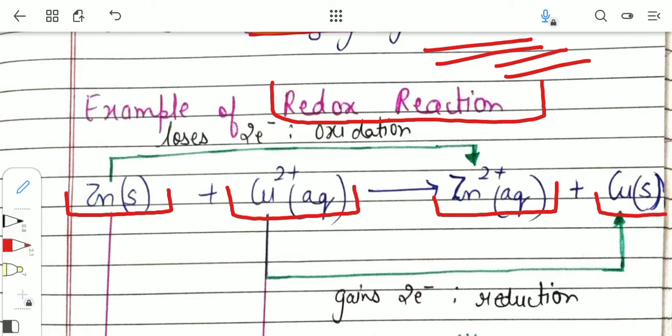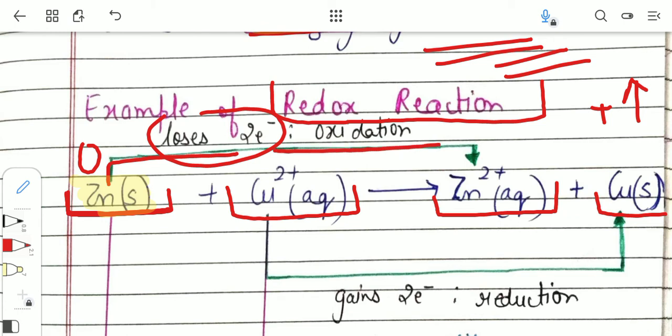On the reactant side this zinc carries no charge, and on the product side when it gets converted into ions the charge has increased, and we said that whenever there is oxidation the positive charge increases. So it is very clear that this zinc underwent oxidation. As I have written here, this zinc loses 2 electrons, that is, undergoes oxidation to form zinc ions.